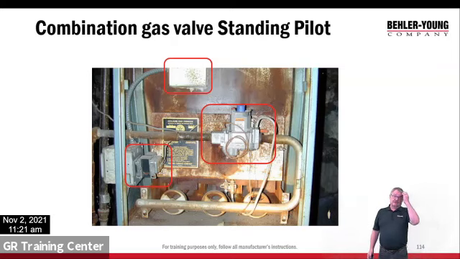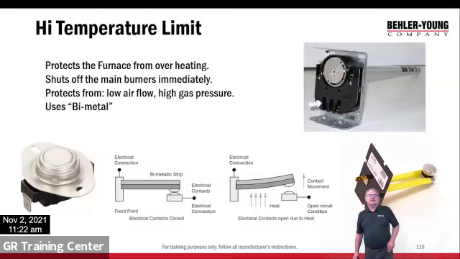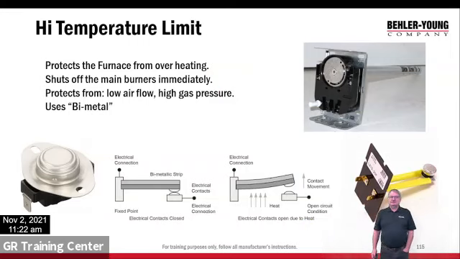All right, limit control. Well, now we have a pilot safety, we need to shut the furnace off if it gets too hot. Okay, so the limit is, we already talked about what a bimetal is. It's set at a certain temperature. If the furnace gets beyond that temperature, that little metal warps, the two different metals, and it opens the switch. Okay, so it protects the furnace from overheating, shuts the main burners off immediately, protects for low airflow, high gas pressure. So we're using a bimetal limit control.